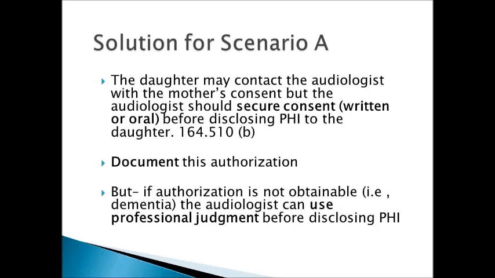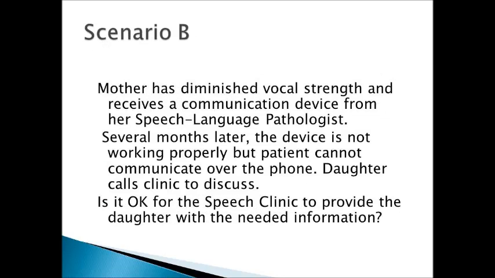So the standards were on the previous slide for how you would make determination, and one example of a solution for this scenario would be that the daughter in fact could contact the audiologist with the mother's consent, but the audiologist should secure consent, ideally written but even oral, before disclosing PHI to the daughter. He or she should document this authorization or this oral approval. But if the authorization is not obtainable, for example, if the patient has dementia, the audiologist should use professional judgment before disclosing PHI.